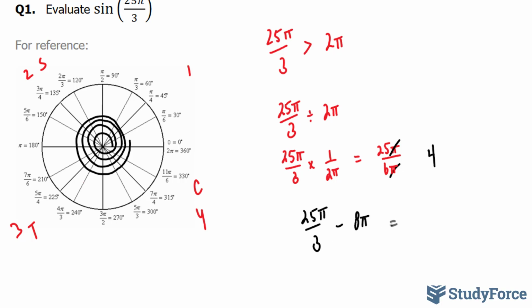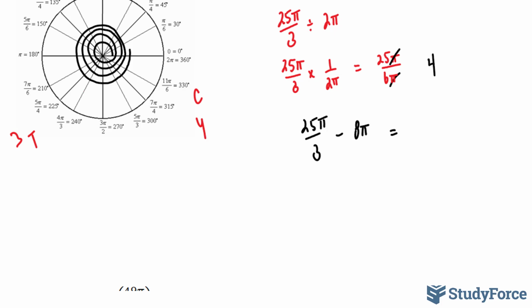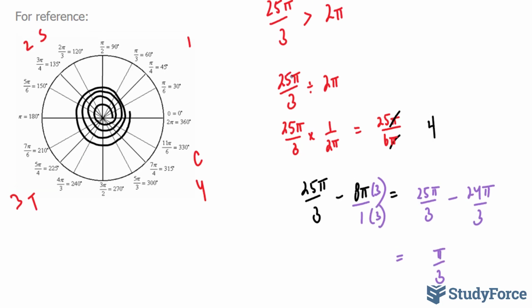So let's do that. If we subtract these two numbers together, I'm going to put a 1 underneath here. I'm going to find a common denominator, so I'm going to multiply this and this by 3. And I end up with 25 pi over 3 minus 24 pi over 3. Now I can easily subtract the tops, and I end up with pi over 3. So that angle that represents this larger angle is pi over 3.